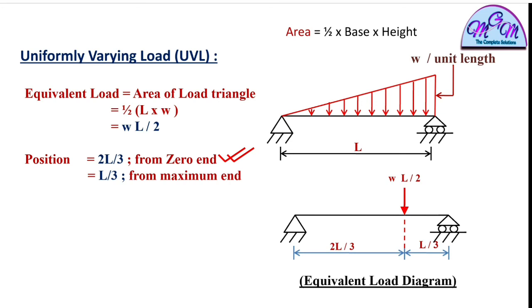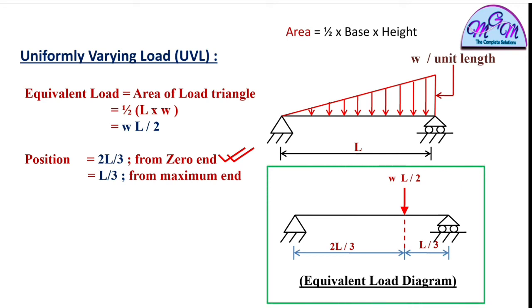So this is the equivalent load diagram of the UVL, and this load will produce the same effect as produced by the previous one. So this is all about the uniformly distributed load and uniformly varying load.